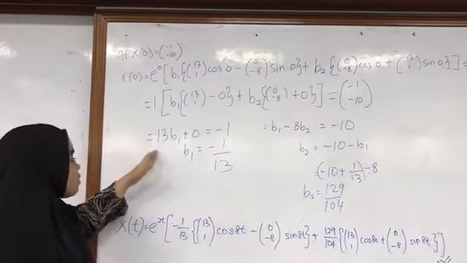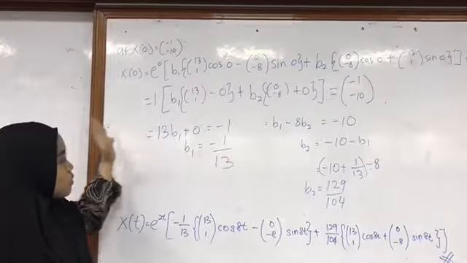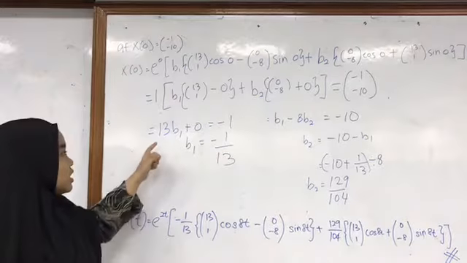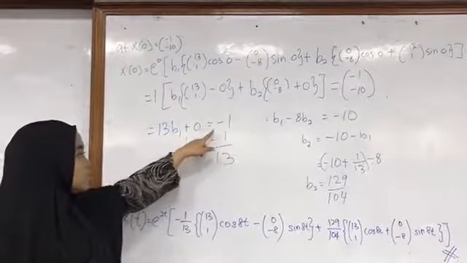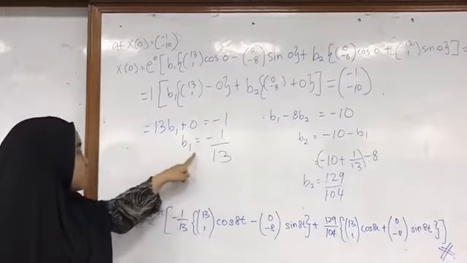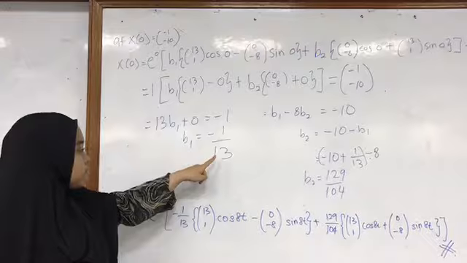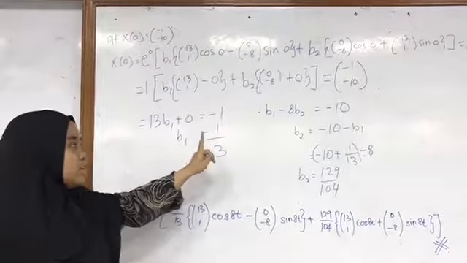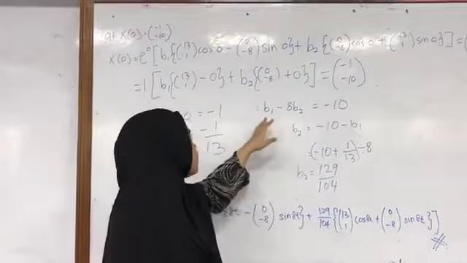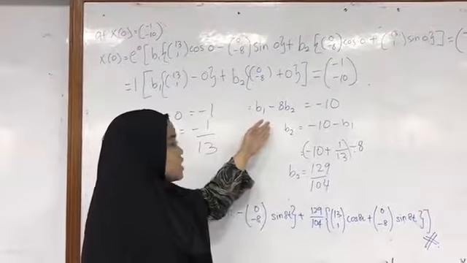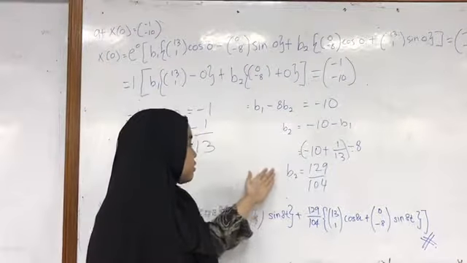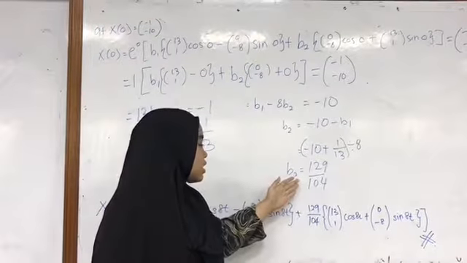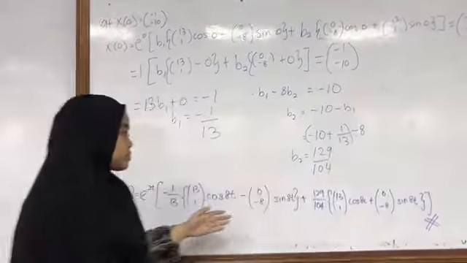After that we separate it: 13 b1 plus 0 equal to negative 1, so b1 equal to negative 1 over 13. Next is for b2. The equation is b1 minus 8 b2 equal to negative 10, and then we get b2 is 129 over 104.